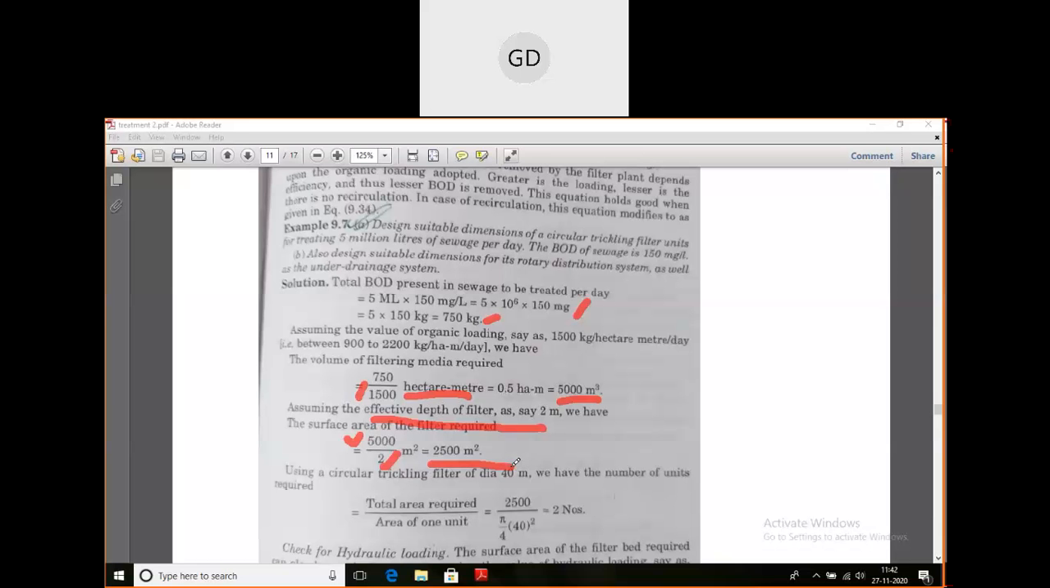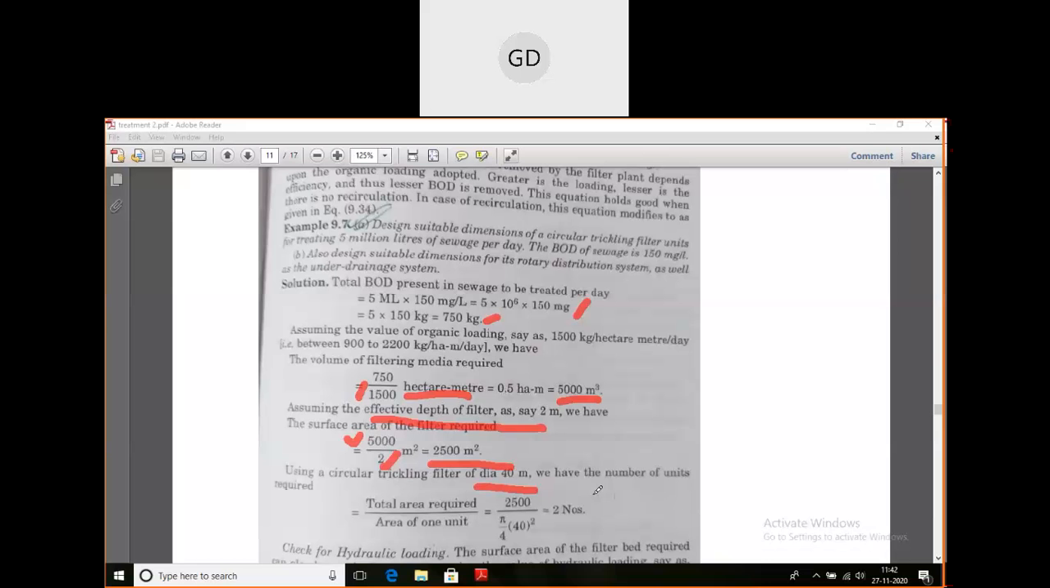So that diameter, since it is not given anywhere in the question, you have to assume it. Here they are assuming a diameter of 40 meters. Now, after assuming the diameter of the circular tank, we need to find out the number of filter units required.